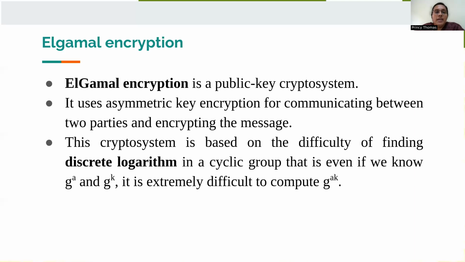Okay, so Elgamal is a public key crypto system. It uses asymmetric key encryption for communication. So there is a public key and a private key. We know all that already, to communicate between two parties and to encrypt the message. The math used over here is discrete logarithms. Okay, the security itself is based on the difficulty of finding discrete logarithms in cyclic groups.